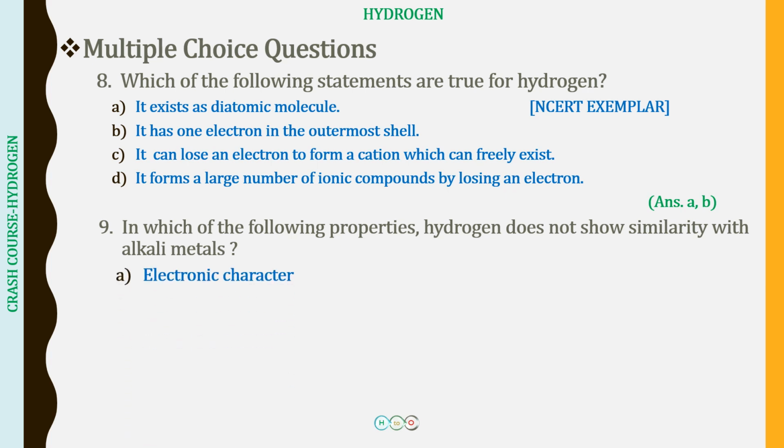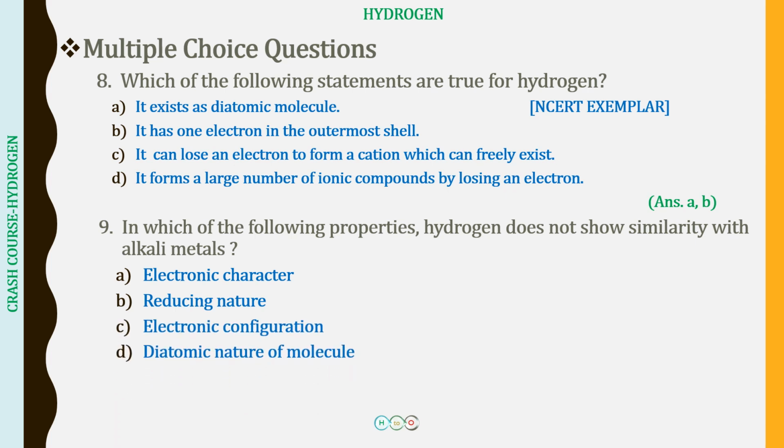And the options are electronic character, reducing nature, electronic configuration, diatomic nature of the molecule. So electronic character: both hydrogen and alkali metals can lose one electron and form unipositive ions, so both exhibit an electropositive character. So this is correct. Reducing nature: both hydrogen and alkali metals are strong reducing agents.